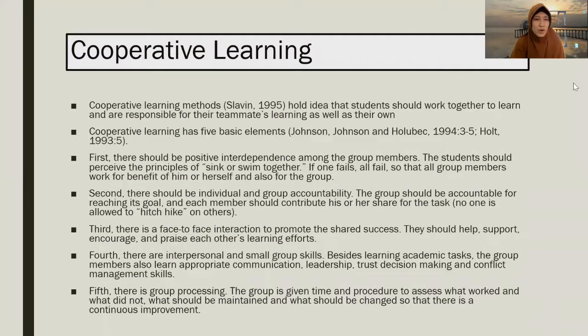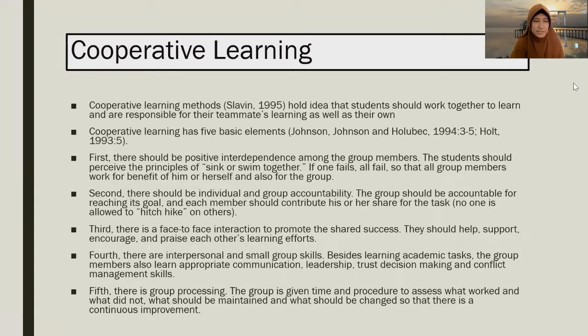Now we have cooperative learning. So cooperative learning method, based on Slavin 1995, holds the idea that students should work together to learn and be responsible for their teammates' learning as well as their own. Cooperative learning has 5 basic elements.